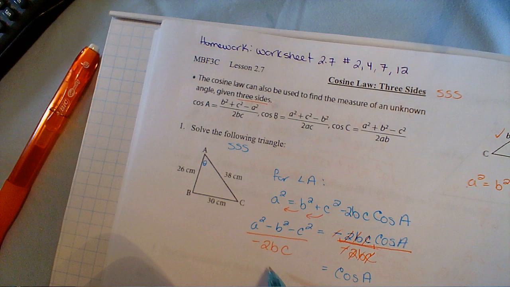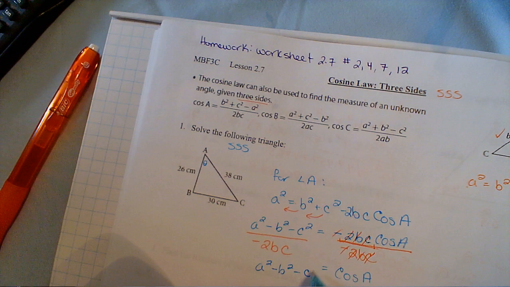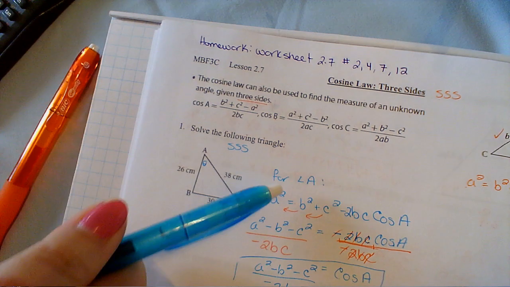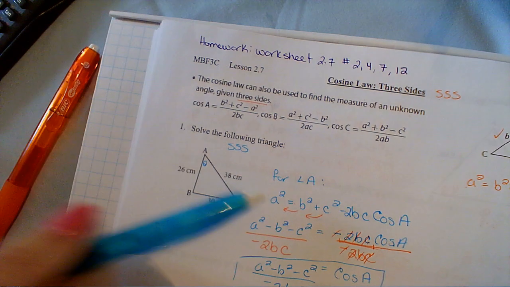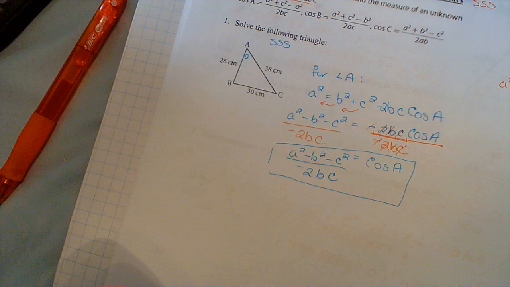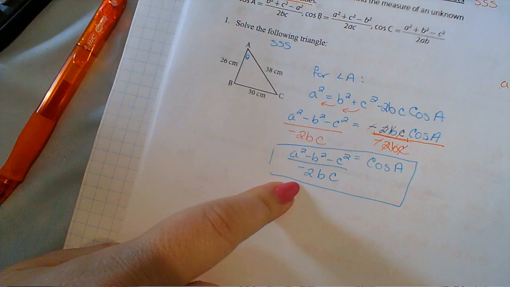And on the other side, a squared minus b squared minus c squared all over negative 2 times b times c. And there you go. There's your formula. So we don't have to memorize this formula because I already know where it comes from. So that is definitely a strategy. That's one I use. I don't memorize this version of the formula, but there is a pattern to it.